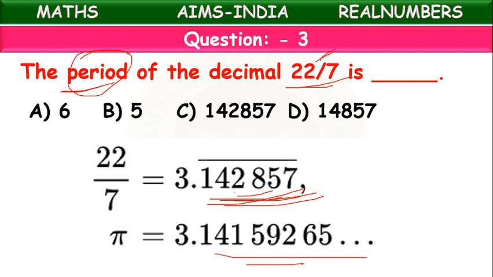This is the pi value. Pi is different. 22 by 7 is different. Both are different values. They are asking the period of 22 by 7, so you have to see the actual value of 22 by 7. What decimals are repeating? 142857. So option C is the right answer.